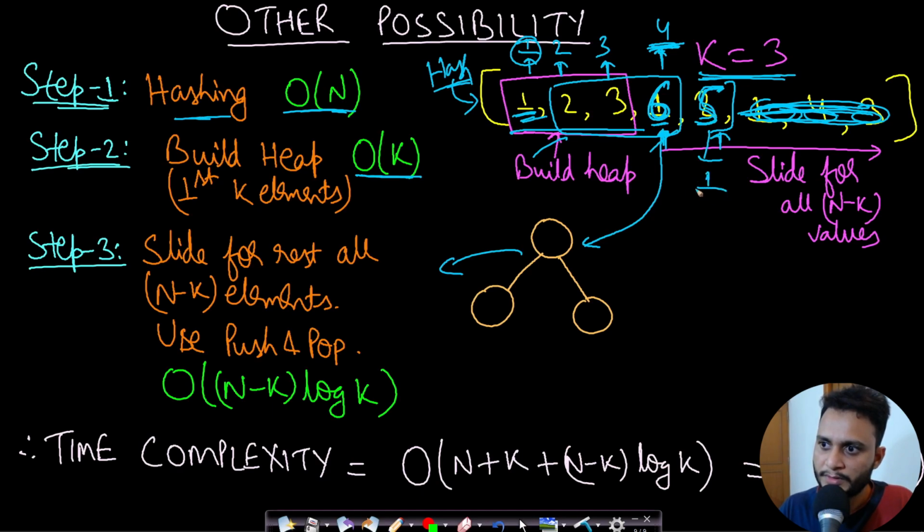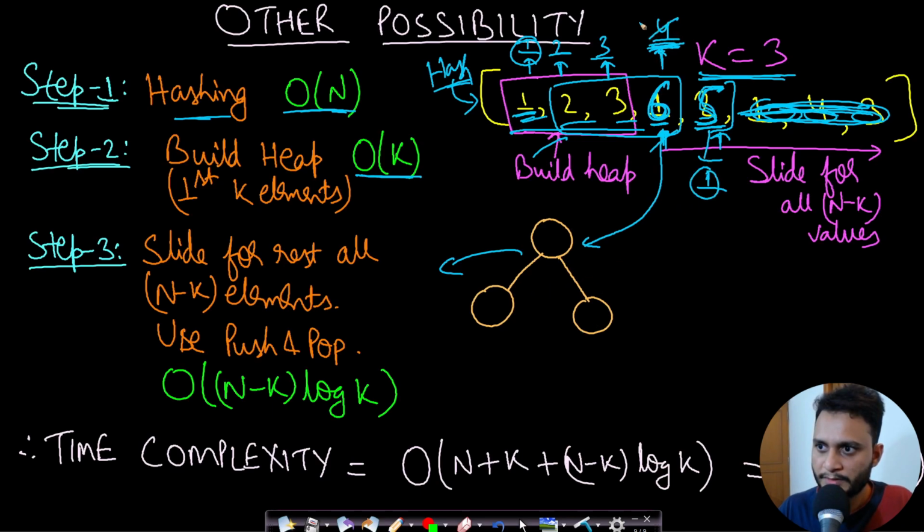If it was only 1, then we would not have inserted it into the heap, because the heap is already containing 3 elements, 2, 3, 6, which are having frequency 2, 3 and 4, which are higher. So this element 5 can only be inserted into the heap if it has frequency greater than at least one element present in the heap.